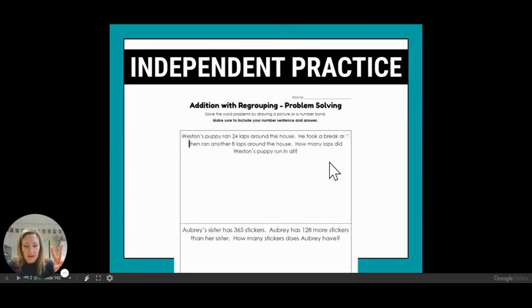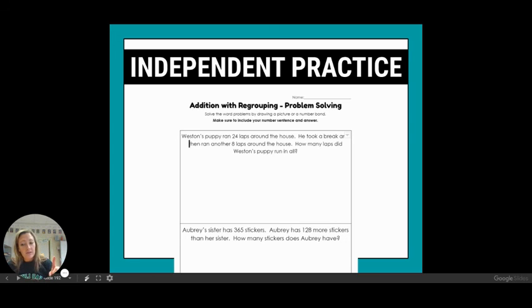Now your independent practice for today is going to be this worksheet. There are 2 problems on it, and you may decide if you want to solve this problem by drawing a picture or if you would like to use the number bond. No matter which way you do it though, I need to see your number sentence. So that would be like the 360 plus 162 equals.